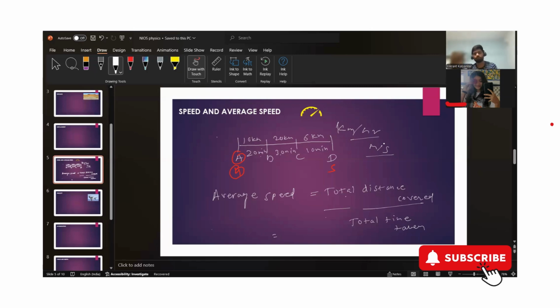No, no, no, just add it: 10 plus 20 plus 6. The total distance will be 36, right? And the total time: 20 plus 30 is 50, 50 plus 10 is 60. 60 minutes. So convert it into hours.